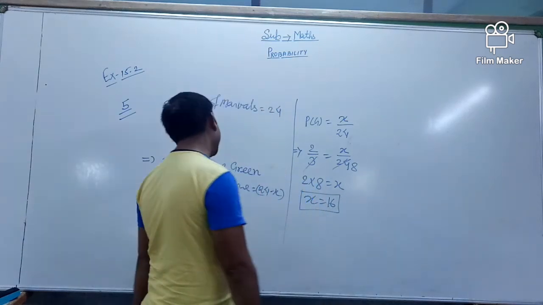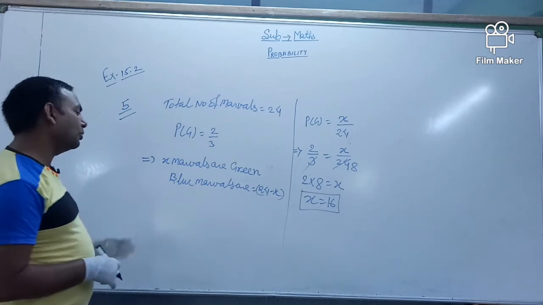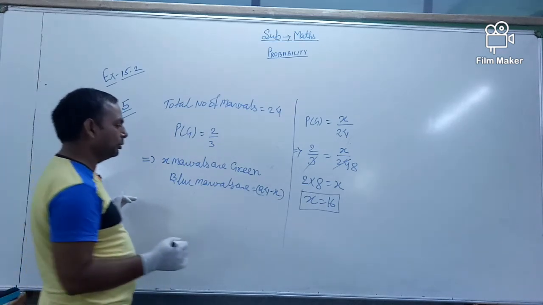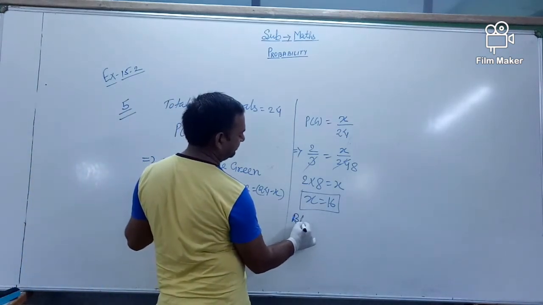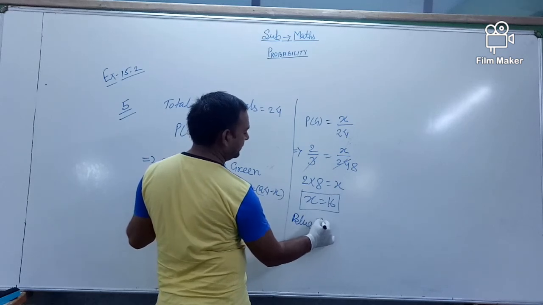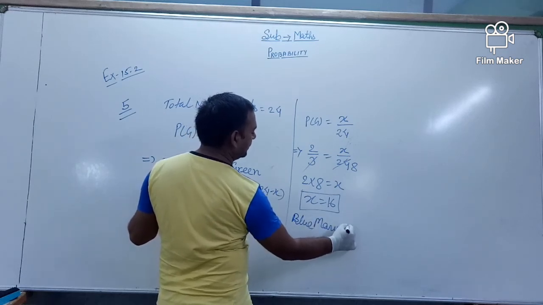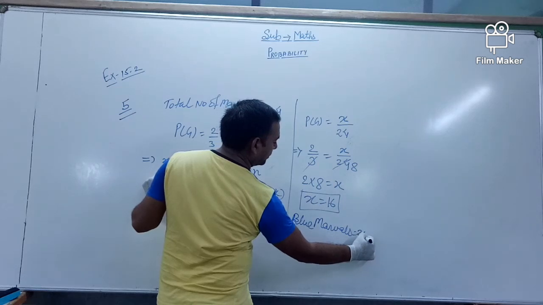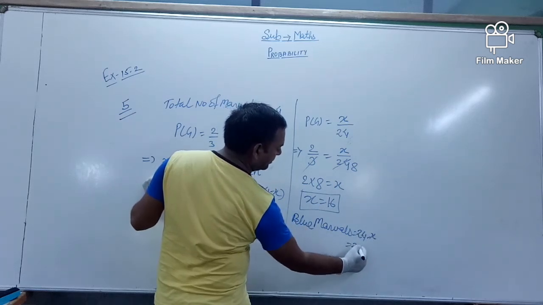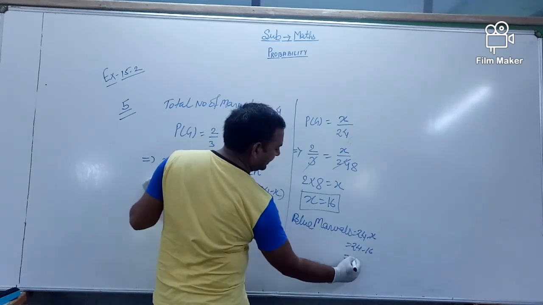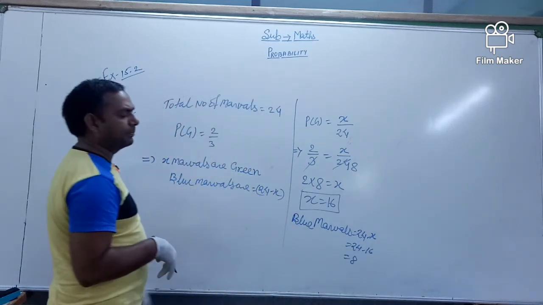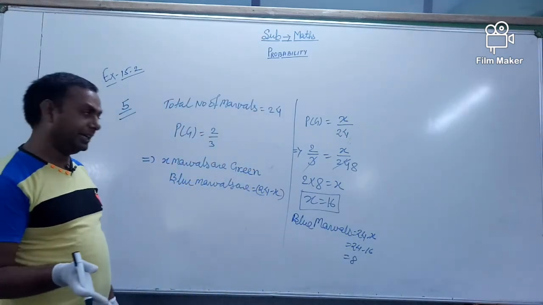So the number of green marbles is 16. Then how many marbles are blue? So blue marbles are equal to 24 minus x, that is 24 minus 16, that is equal to 8. So the number of blue marbles is equal to 8.